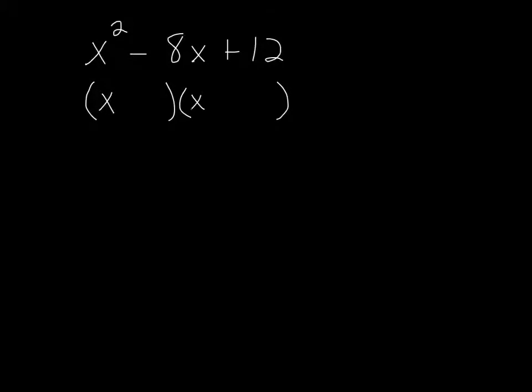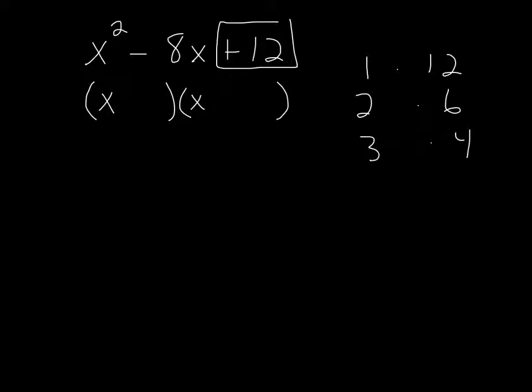Alright, so the next one, the middle term is negative. So we have x squared minus 8x plus 12. Okay, and now it works exactly the same way. We still have our binomials as our factors, so x and x is going to be at the front. Now here's the only difference. It still has to multiply to be positive 12. So you got 1 times 12, 2 times 6, 3 times 4, right?